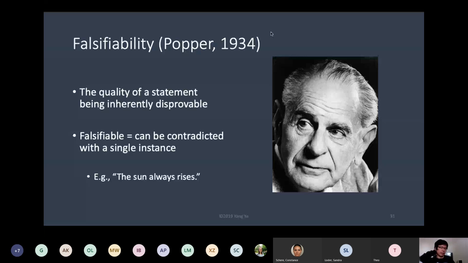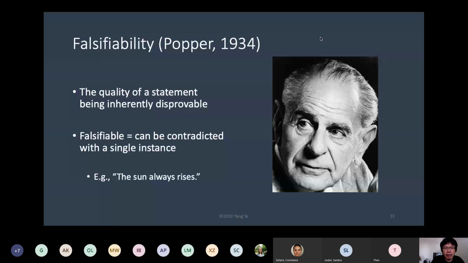A little bit more about falsification and falsifiability, because it is one of the key philosophical ideas in empirical science. The different disciplines in empirical science all follow this kind of logical groundwork laid down by Karl Popper. He argued that falsifiability, the concept, is that a statement has to be inherently disprovable, okay? Which means that it can be contradicted with a single instance of contradicting evidence. So if the statement is the sun will always rise, and one day the sun doesn't rise, then it falsifies the statement, right?